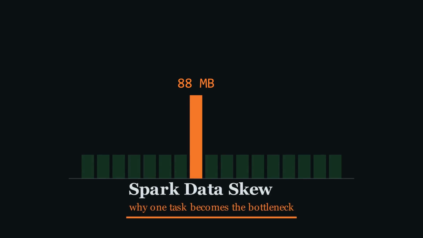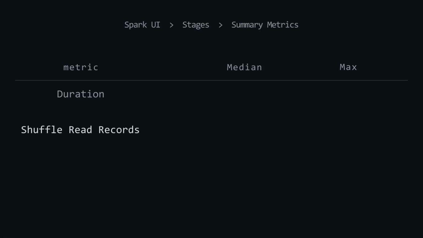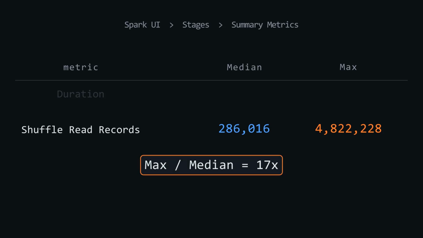This is data skew, and in a few minutes you will know how to see it in your own job. So open the stage and look at one column. Shuffle read size and records, not duration. The slowest task read 4,800,000 rows. The median task read 286,000, 17 times fewer. Same code, same cluster, same stage, and one of your tasks was handed 17 times the work of its neighbors.